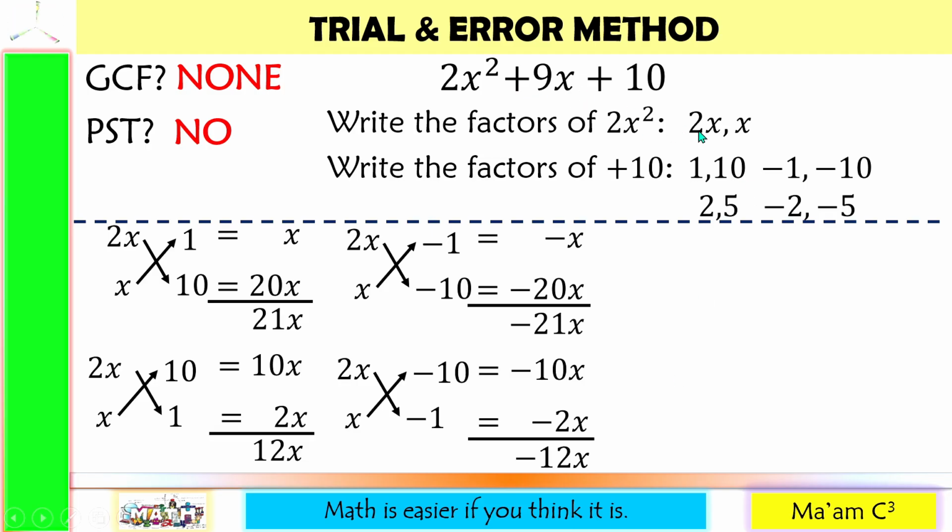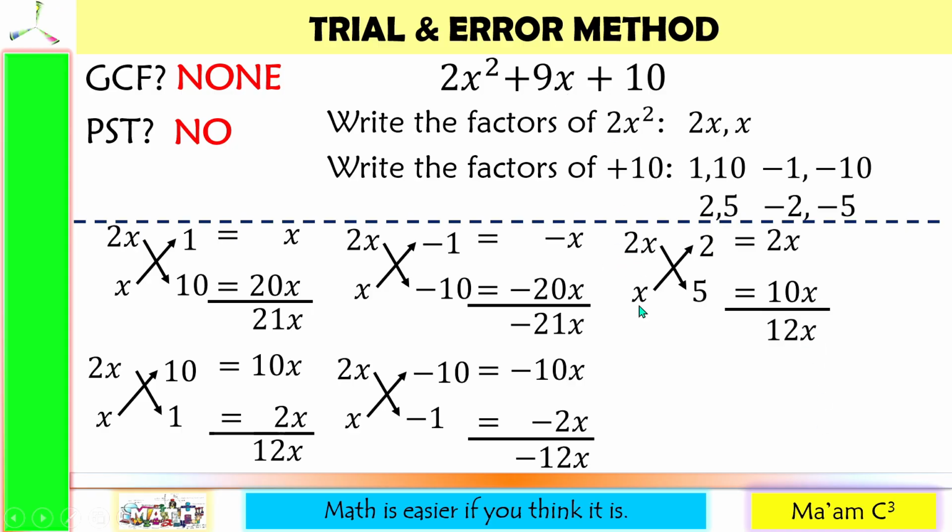So I'll write again 2x and x. I'm done with negative 1, negative 10. This time 2 and 5. So I'll have 2 and 5. Cross multiplication, x times 2 is 2x. 2x times 5 is 10x. I'll add this to 12x, not 9x.